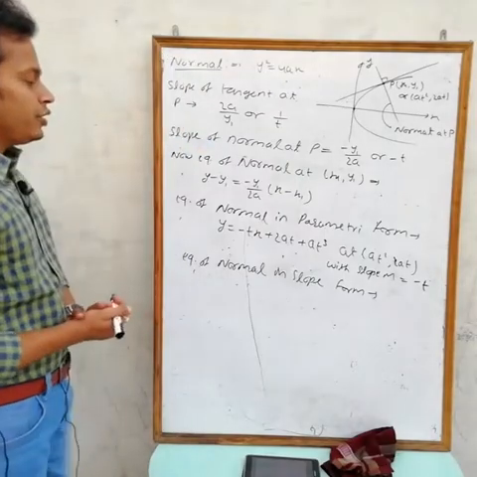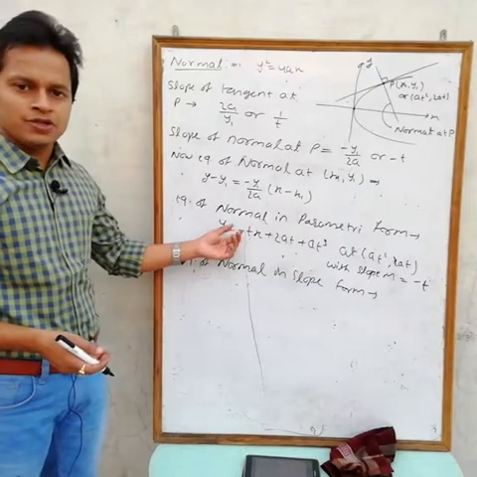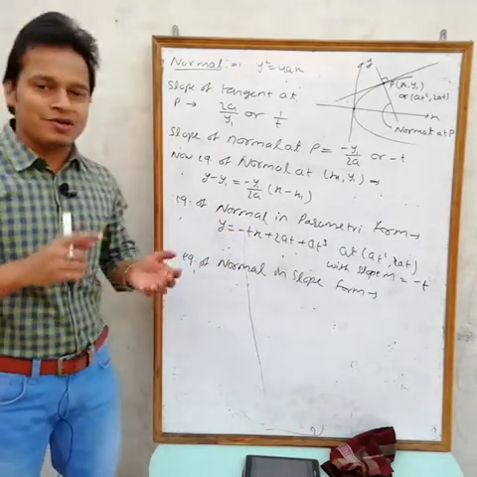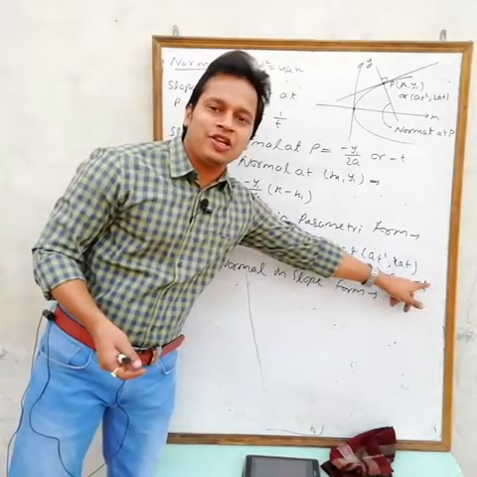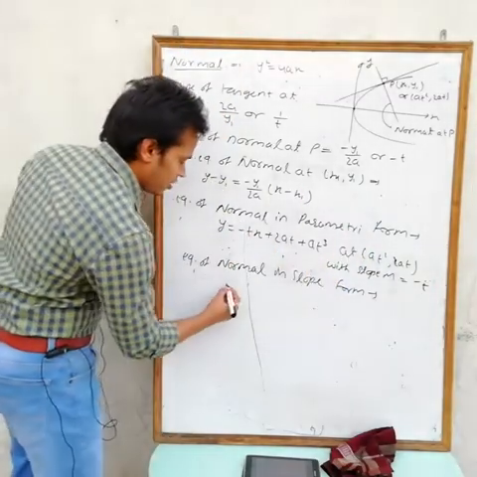Okay, so how to get the equation of normal in slope form? Simple. This is the equation. We want this equation in terms of m, and here we have the relation between m and t: m equals minus t. So replace t as minus m. If you replace t as minus m, then what will you get?